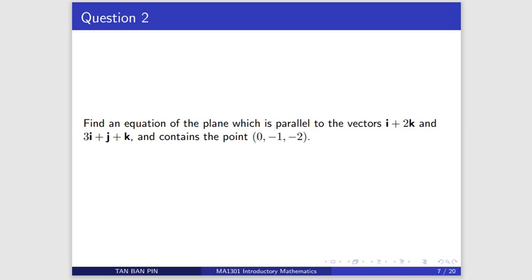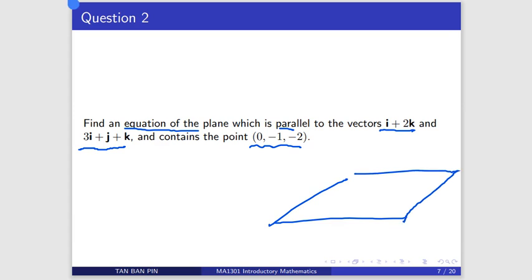In question 2, you're supposed to find the equation of the plane which is parallel to the vectors i plus 2k and 3i plus j plus k, and contains the point (0, -1, -2). On a diagram, it looks like this. The plane is parallel to the vector (1, 0, 2), and also parallel to the vector (3, 1, 1), and the point (0, -1, -2) is inside.